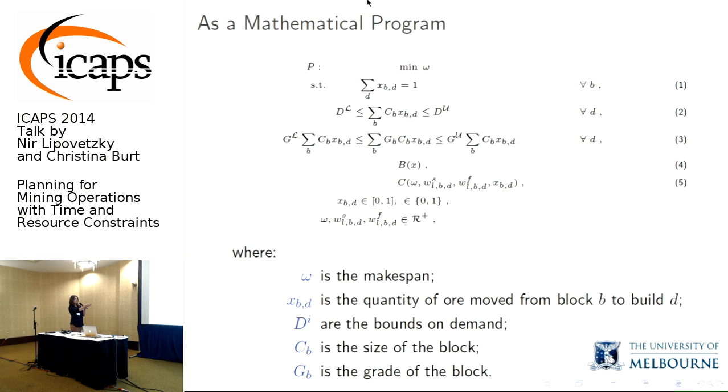Similarly, if we consider GB to be the grade of the ore that's in a particular block, we require all of the ore that we've sent to a particular stockpile to conform to these upper and lower bounds on the grade. Just to make things simple, constraint set B will be the precedence constraints. It's not particularly important for this talk, and constraint set C will be the loader sequencing constraints.